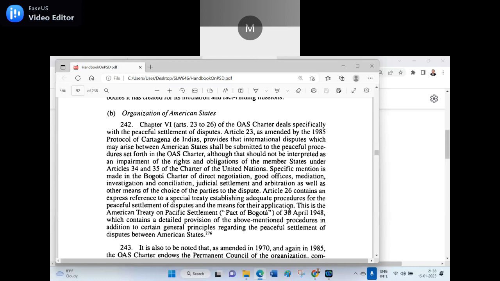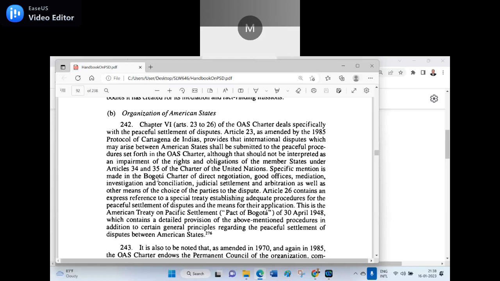See, you can become a member state there. It doesn't mean that you cannot approach the United Nations. Yes, you can approach when you are aggrieved by the Organization of the American States, because under the charter the members are there. So here they said, although this should not be interpreted as an impairment of the rights and obligations of the member states under Articles 34 and 35 of the Charter of the United Nations, it is not an impediment to them. Still they can approach if they are not happy with the decision of the Organization of the American States.